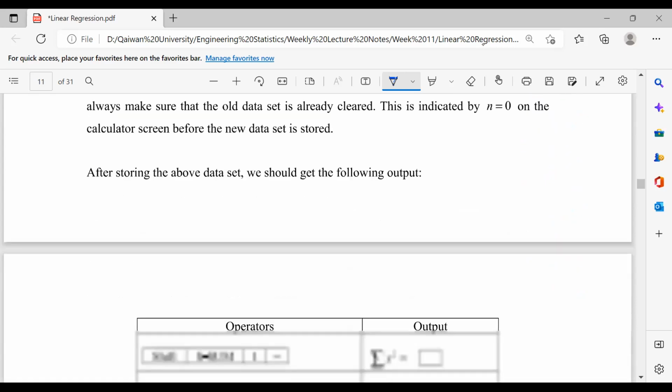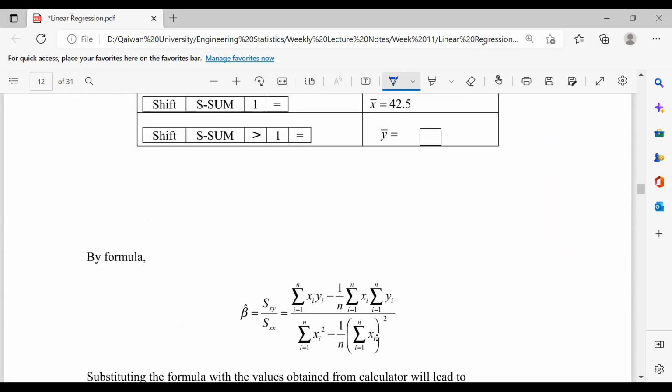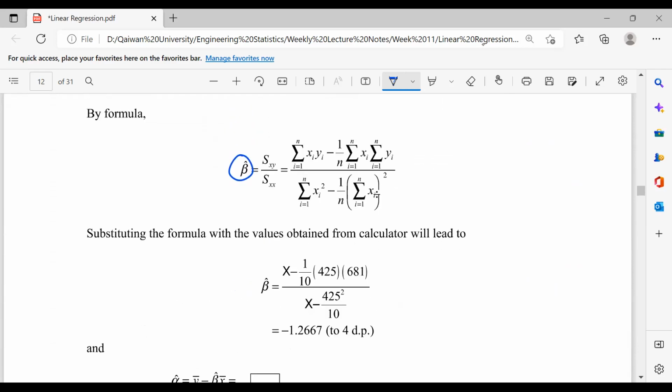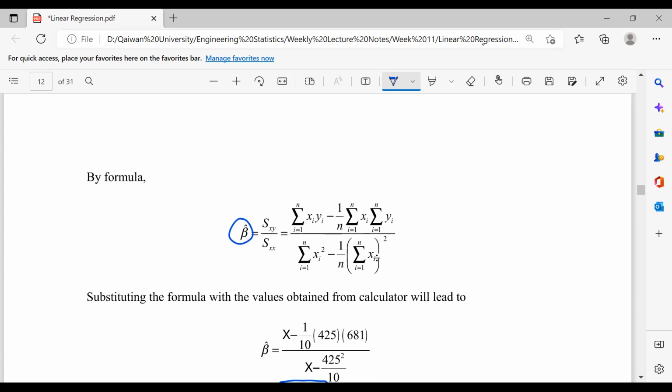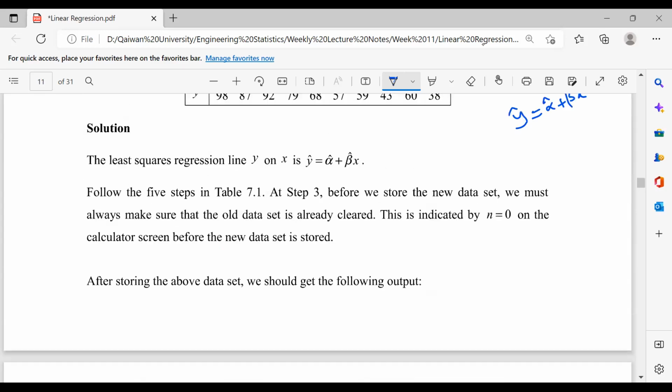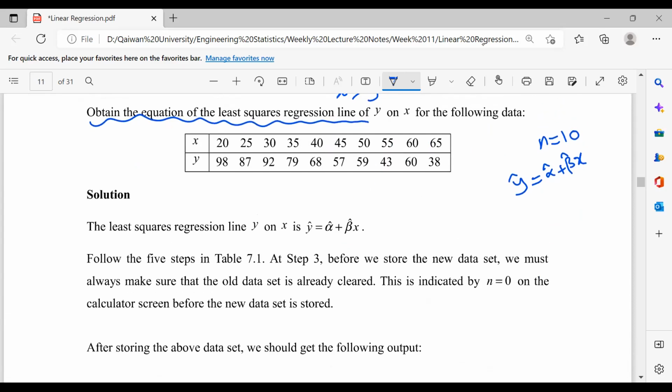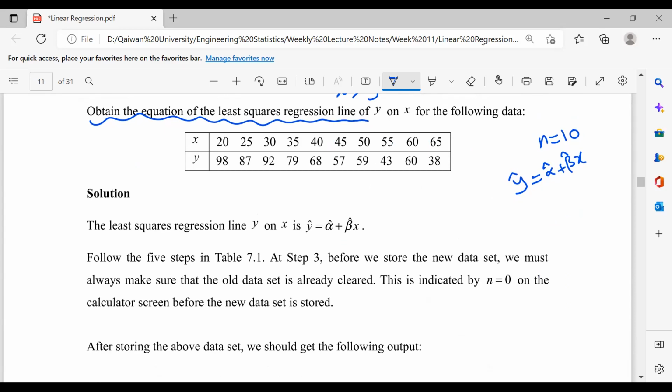Now, here, we are going to find beta hat. Beta hat is S sub xy divided by S sub xx, and this equals minus 1.2667. Let me tell you how to find it. We have 20, 25, 30, 35, up to 65 for x. These are x data. We have 10 data for x and 10 data for y.